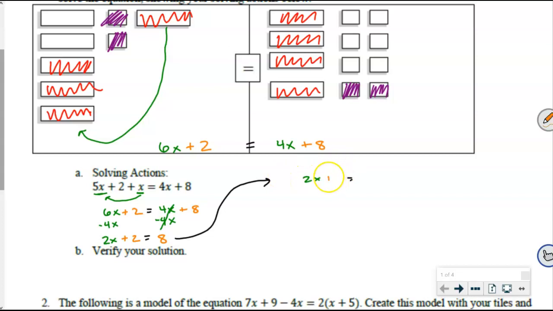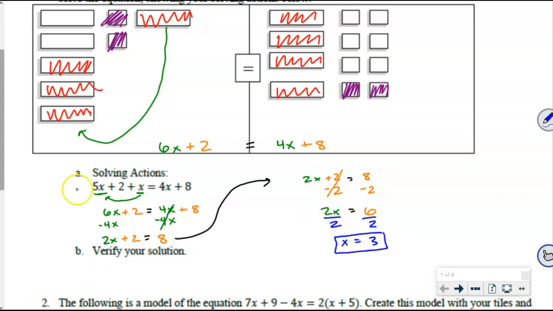The next step that I took was I had those 2 unit tiles on each side, so I went ahead and subtracted those and balanced it. So I have 2x, which is equal to those 6 unit tiles. We group those x tiles into 2 separate groups, so I group these 6 unit tiles into 2 separate groups, or in other words, we divide each side by 2. And that's how I get x is equal to 3.